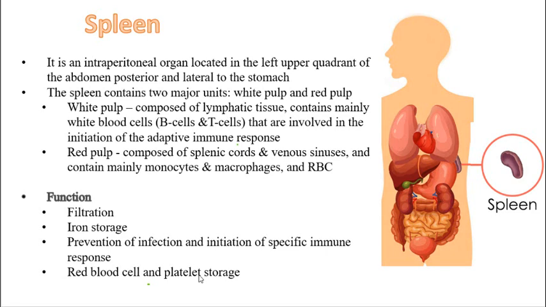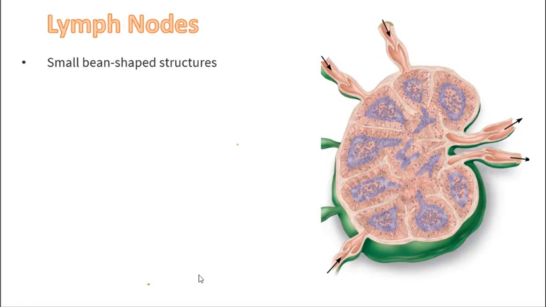In addition to that, the spleen could also serve as a storage for red blood cells and platelets, and also removal of obviously abnormal red blood cells. We said whenever there are abnormal red blood cells, macrophages will just engulf them and destroy them.